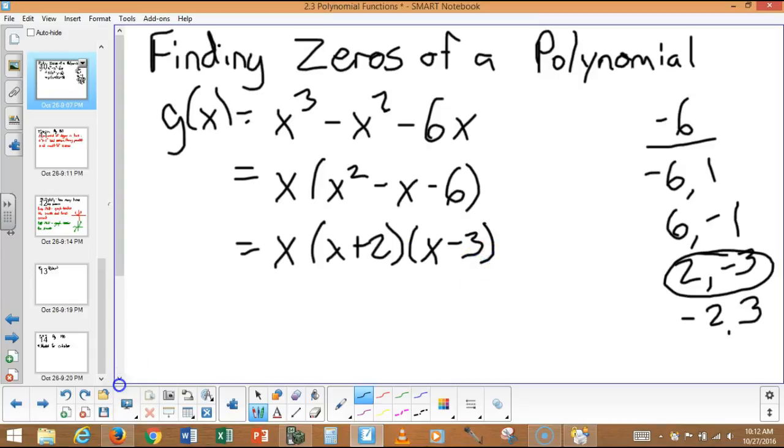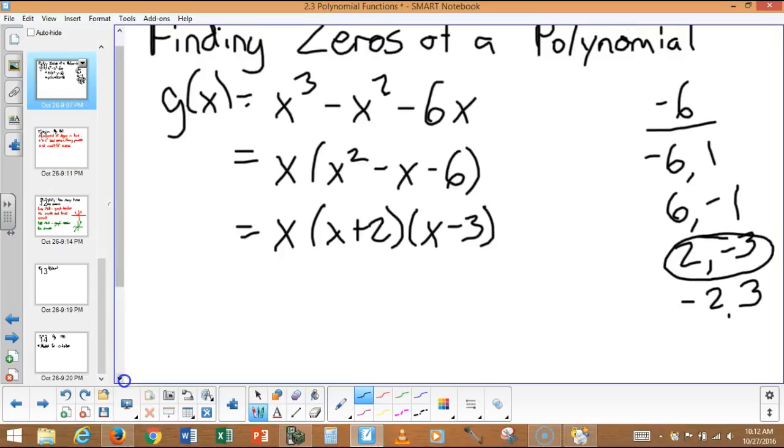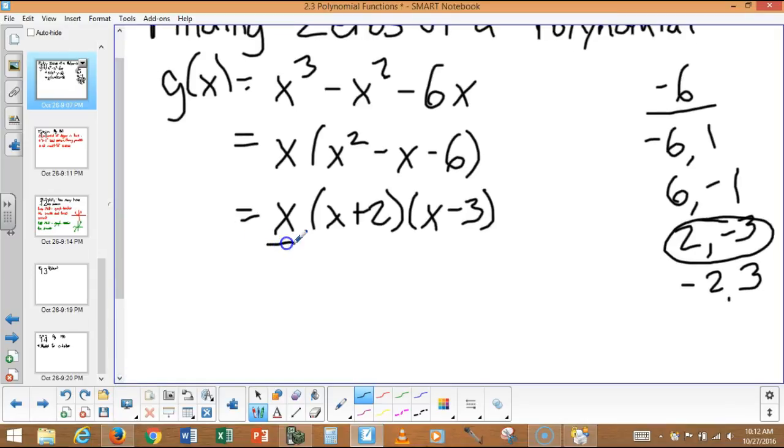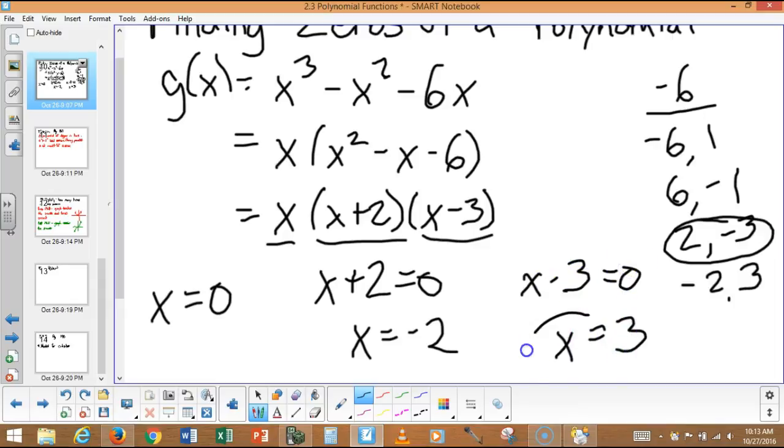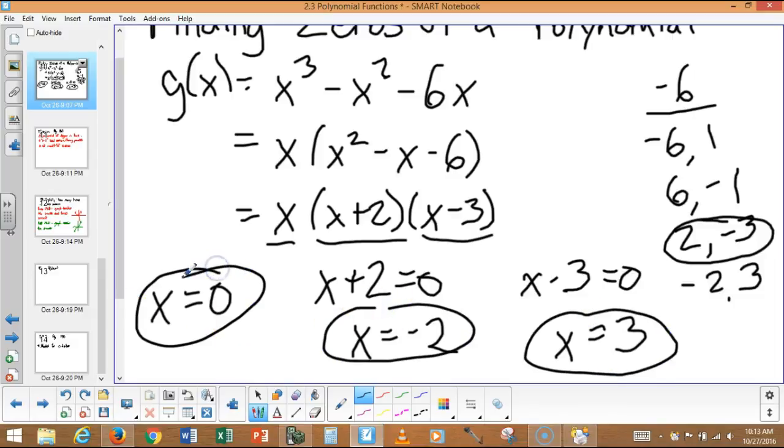So, similar to what we had earlier in an example, we take these three factors and set them equal to 0. x equals 0, x plus 2 equals 0, so if we solve that, x equals negative 2, x minus 3 equals 0, so x equals 3. Here are the three zeros of that polynomial function.